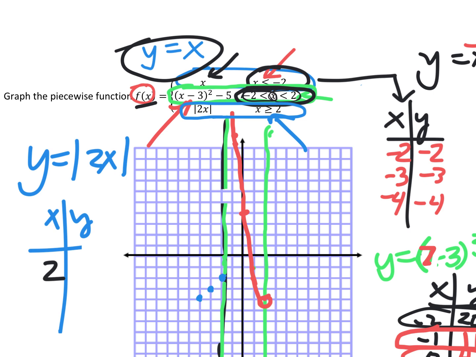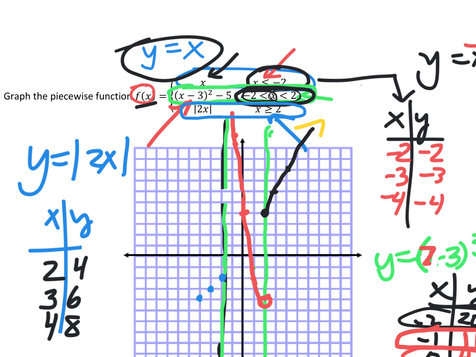Ethan T, what'd you get when you stuck in 2? 4. Yep. Addie, what's the next thing I should stick in? 3. And what'd you get? 6. Yep. So 2, 4. 3, 6. If I put in 4, I'm just going to get 8. Looking like a nice straight line. And there you go.